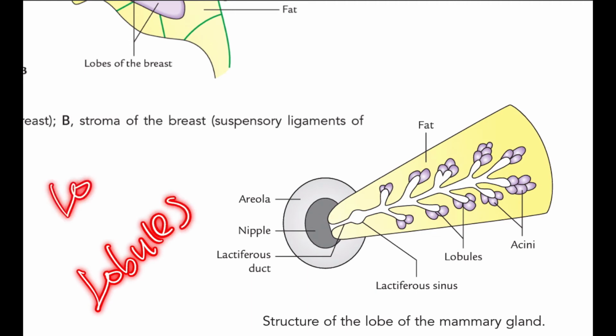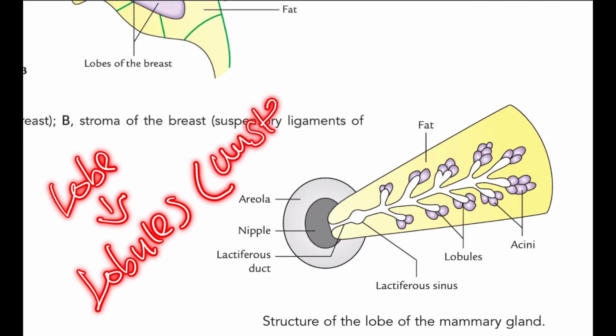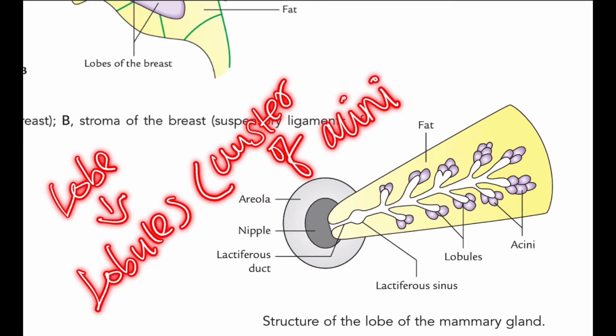Each lobe is divided into lobules. These lobules contain clusters of acini. Each lobe is drained by a lactiferous duct. The lactiferous ducts from different lobes converge towards the nipple and open at its summit.